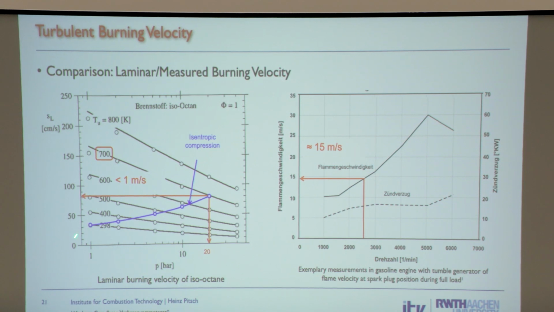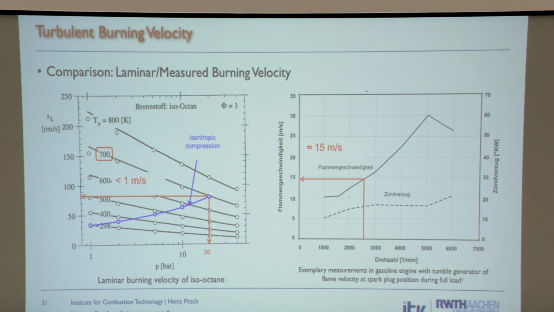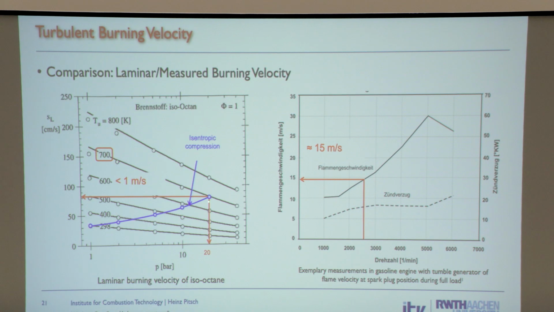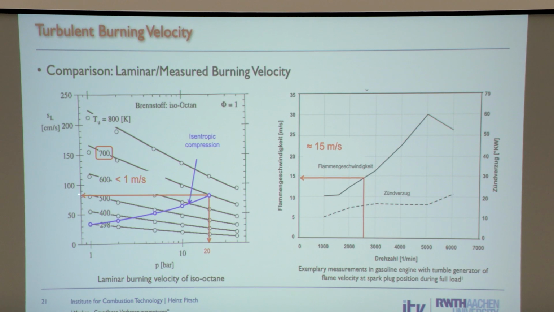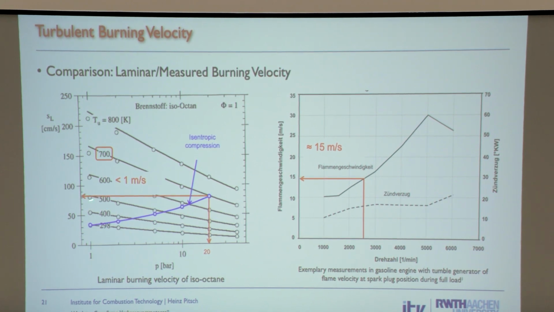And we can look at this in this plot I showed earlier. If we think of internal combustion engines, they are at high pressure and high temperature. And we said yesterday, if I start out at 1 bar and 300 Kelvin, and I do an isentropic compression with a pressure ratio of 20, then I get a burning velocity which is maybe 80 centimeter per second, okay? So let's keep that in mind, 80 centimeter per second.